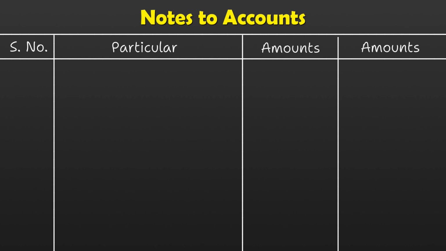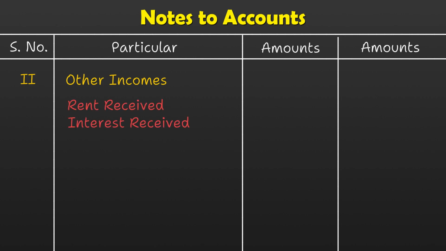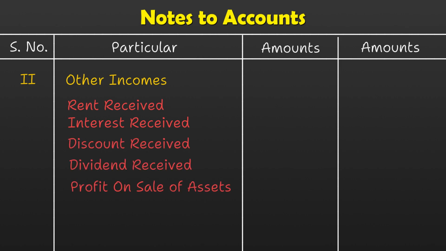And when we go to the note number 2, we will write all the incomes apart from the sales. So what can those be? It can be the rent received, the interest received, the discount received, the dividend received, the profit on sale of asset, the miscellaneous incomes. So all the incomes which we can imagine would be appearing under the other incomes head. These were some of the examples for the other incomes.